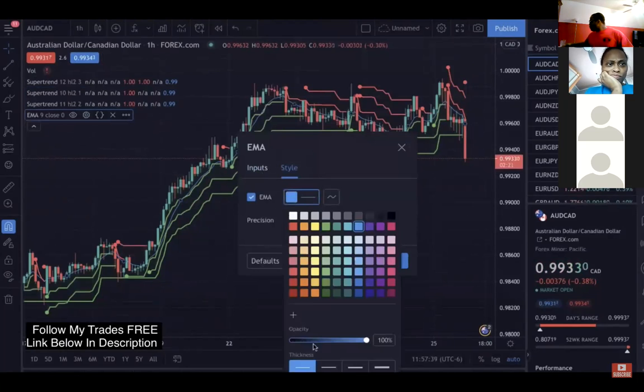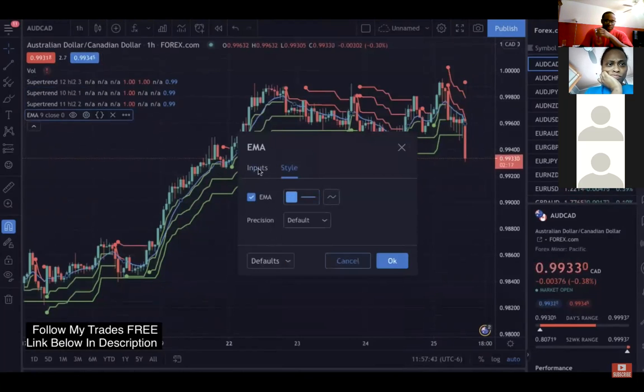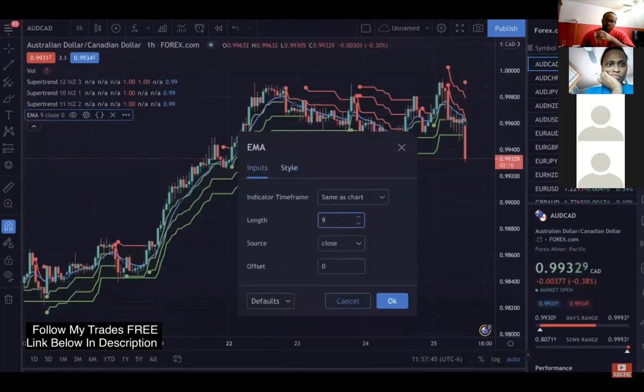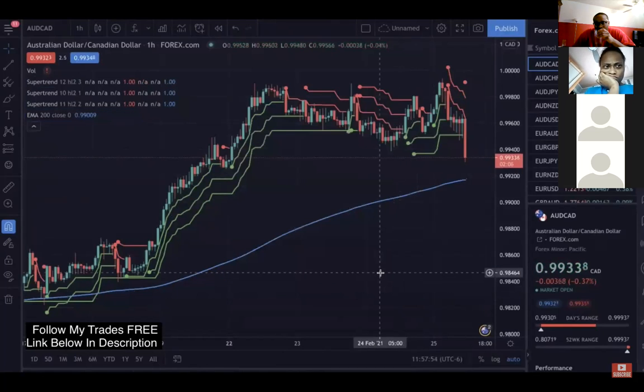I like to make this a little bit darker or a little bit thicker, just so it's easier to see. And over here, the length, we're going to make this 200. All right, so this way we know what the trends are looking like. So boom, there we go.